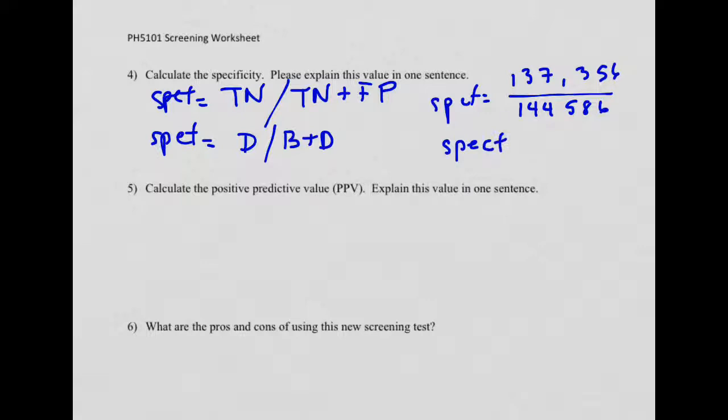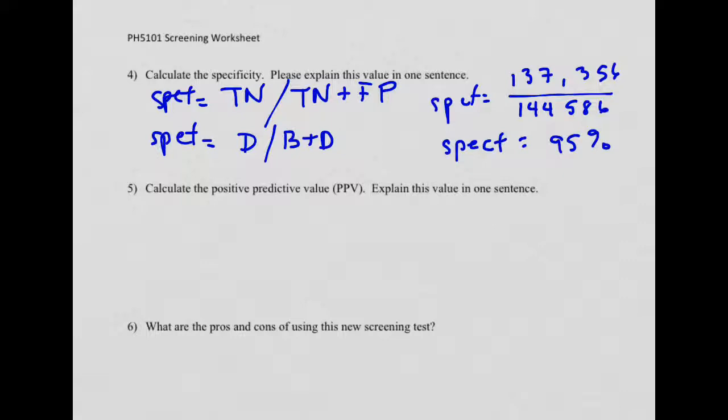I'm missing a letter there, but you know what I mean. And this equals 95%. So when we're talking about specificity, what this means is that among those babies who are truly CF negative, 95% of them will be accurately detected by our screening test.